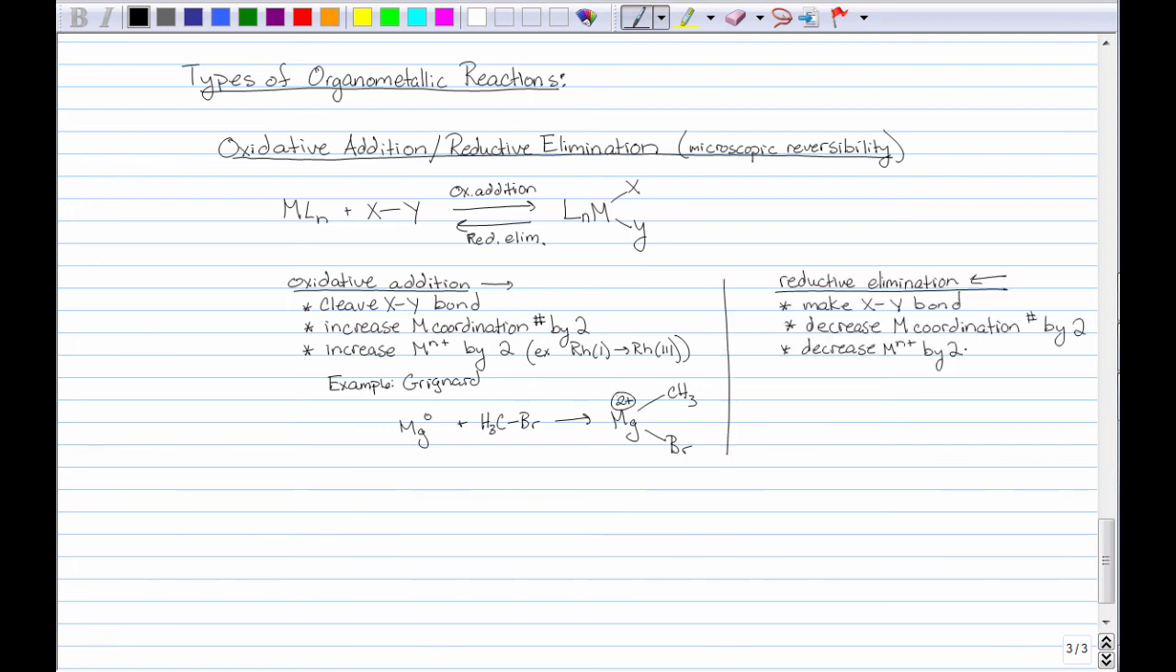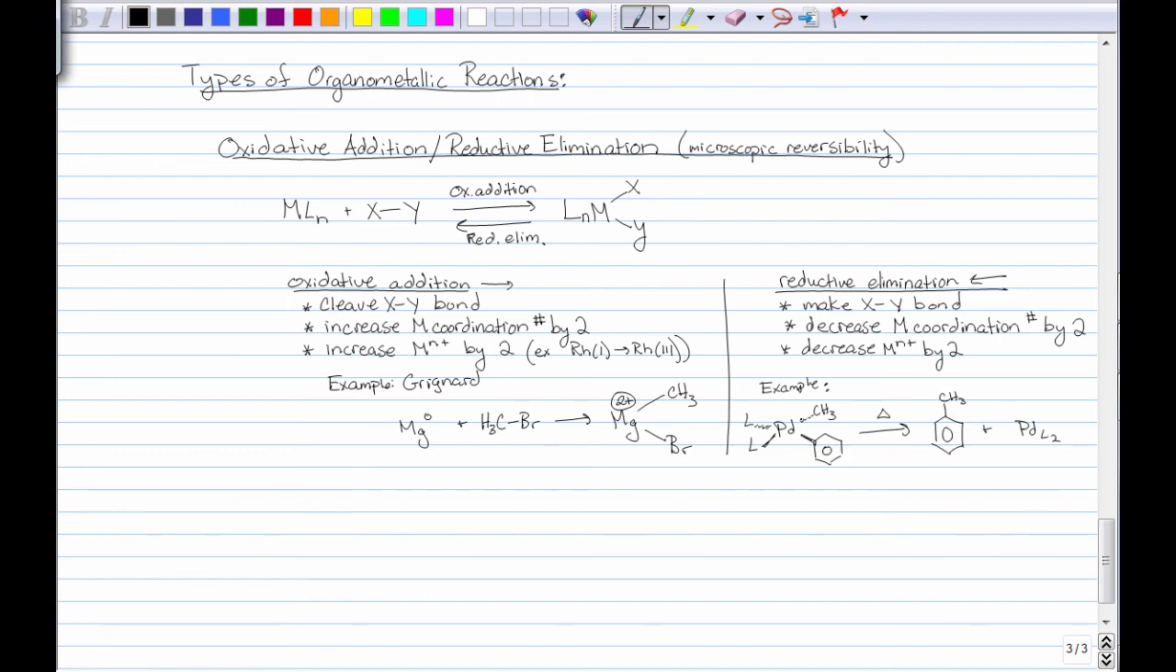So once again, the reductive elimination is exactly the opposite of oxidative addition. They are microscopically reversible reactions, and in reductive elimination you make an XY bond, you decrease the metal coordination number by 2, and you also decrease the metal oxidation state by 2.